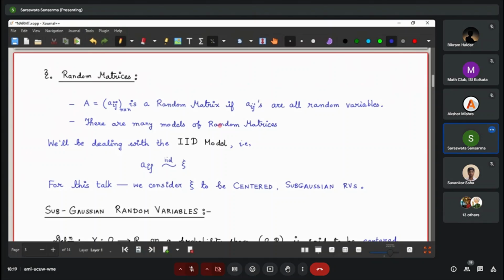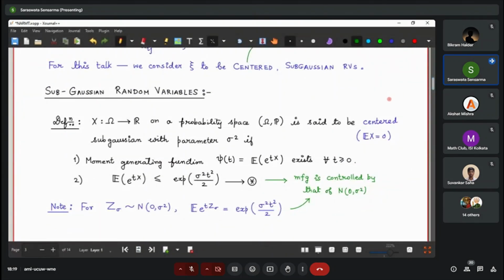That is, all the a_ij's are IID with some distribution xi, and we will put restrictions on the xi as well, because we want to make some quantitative estimates. Something like Cauchy would be horrible to work with. So for this talk, we'll consider xi to be centered sub-Gaussian random variables. When I say centered, I simply mean that the expectation of xi is 0. Sub-Gaussian, in some way, I want it to be dominated by a Gaussian random variable. In what way? That's what I described here.